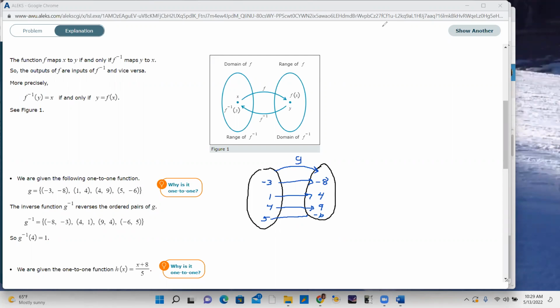So the inverse function goes the opposite direction. The -8 gets mapped to the -3. The 4 gets mapped to the 1. The 9 gets mapped to the 4. And the -6 gets mapped to the 5. So to find g inverse of 4, you're looking at the inverse function. This is the domain over here of the inverse function. And if you put 4 into the input, you get the 1. So you're looking for the y value that x gets mapped to.